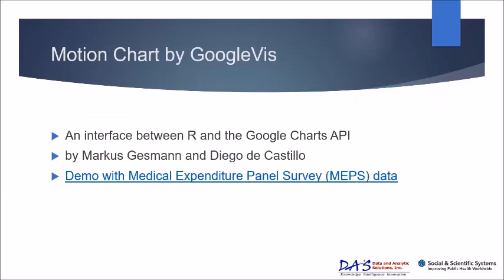Now we have the R package googleVis. googleVis was developed by Markus Gesmann and Diego de Castillo. It is an interface between R and the Google Charts API. And Google Charts has the motion chart, so we don't need to upload our data to Google. We just need to use R to generate the similar motion chart without the help of any other software.